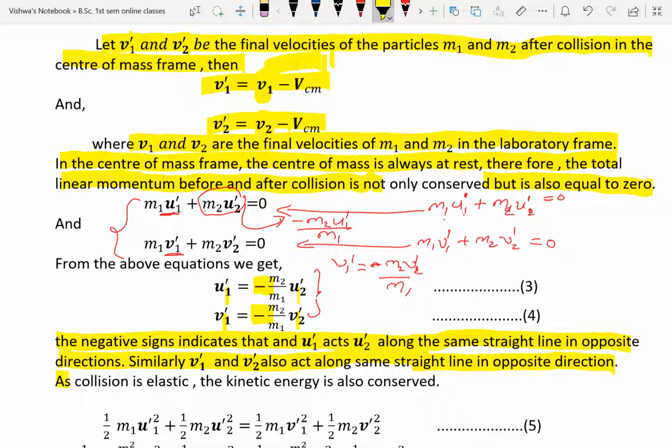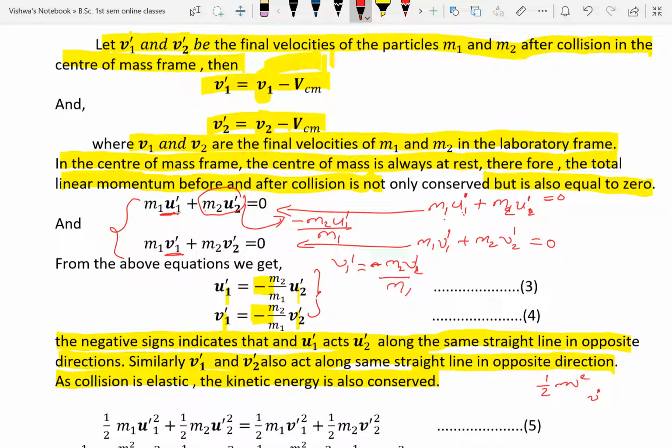As the collision is elastic, the kinetic energy is also constant. Now I have to consider the kinetic energy equation. What is the kinetic energy equation? It is 1 by 2 mv square. Okay, so kinetic energy is 1 by 2 mv square, mass into velocity square. Now in the center of mass frame of reference, these velocities are represented by primes or dash.